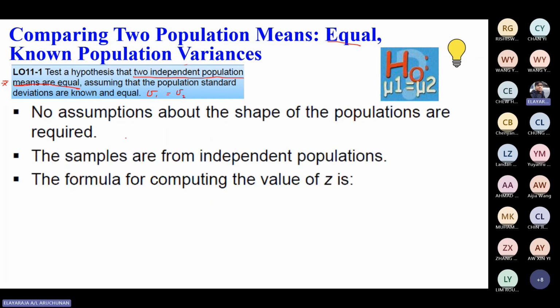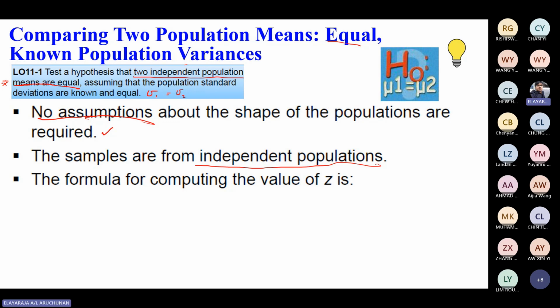There is no assumption about the shape of the populations required. You should know that there is no specific assumption about the shape of the populations. And the samples are from independent populations. So usually when we collect data, the samples should come from independent populations.